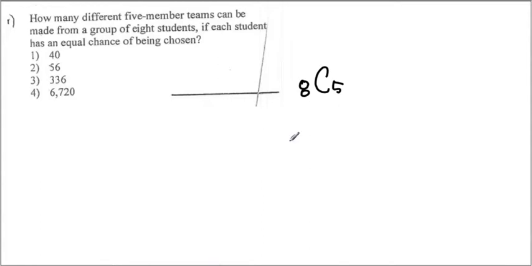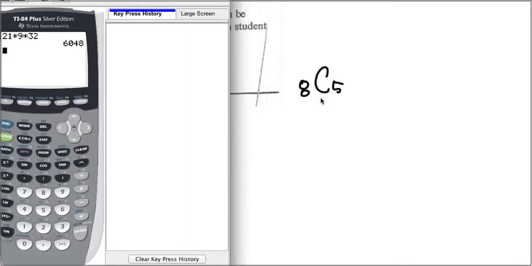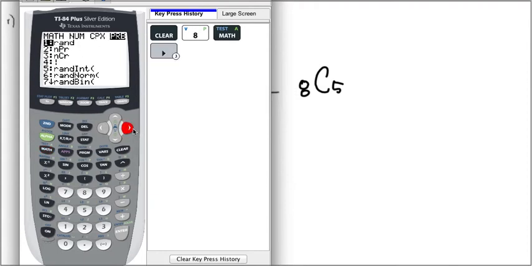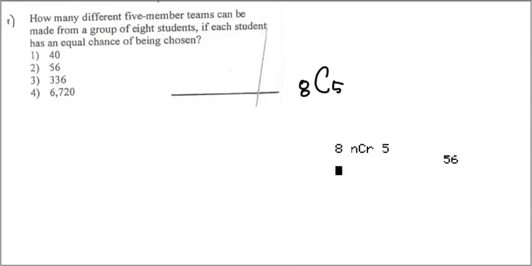Now, using our calculator, we can put this into the calculator and figure out the value. So I'm going to clear this one. First I'm going to type in 8, then math, and choose number 3, and then we have 5. So 8C5, that's what we're looking at. Then the answer becomes 56. So our answer would be 56.